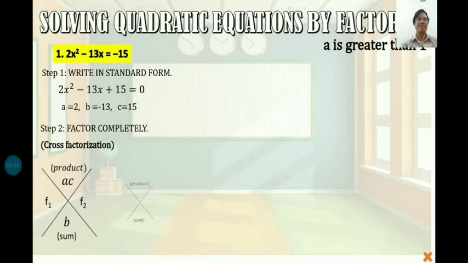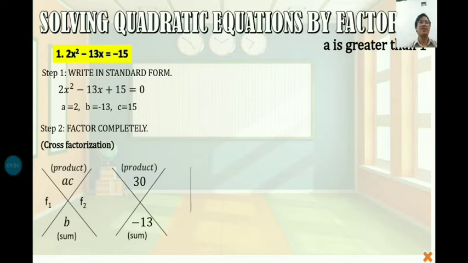So let us proceed. According to the formula, to get the product, you have to multiply a and c. Since the value of a is 2 and the value of c is 15, so 2 times 15, the answer is 30. You got it. Now, for the sum, which is the value of b, what is the value of b? That is negative 13. Yes.